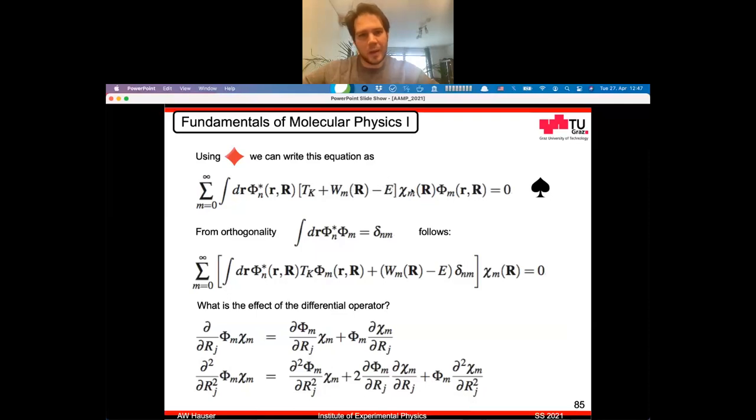So I can pull my phi of n, which is coming from the left, over and execute the integration, which gives me a delta nm here. So you can see the energy E, so this eigenvalue of the total energy, also of the actual total Hamiltonian for the system, is here in this delta nm, and the other term that gives this delta is this W_m of R. Okay, so far so good.